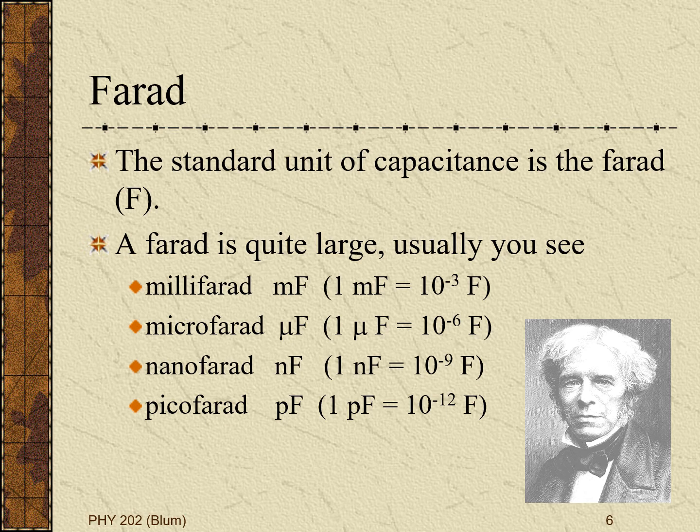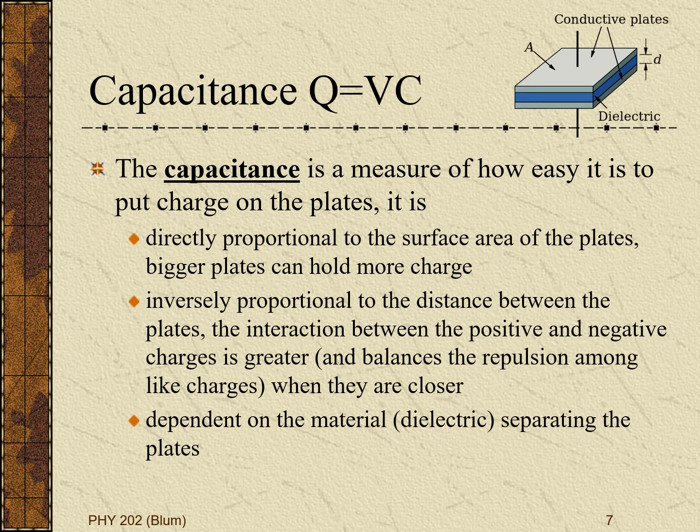The unit for capacitance is the Farad, named after Michael Faraday, shown in the picture here. And a Farad turns out to be a rather large, industrial-sized capacitance, and so we will often be talking about millifarads, microfarads, nanofarads, picofarads, small amounts of farads. Again, the capacitance is the ability for the capacitor to hold charge in Q = VC. The bigger C, the bigger amount of charge will be allowed to be stored on the capacitor.